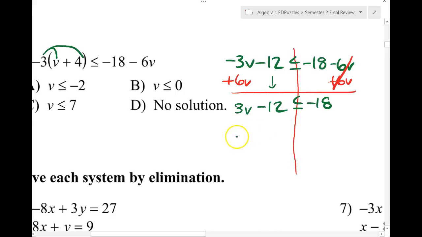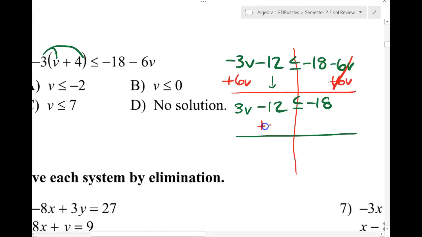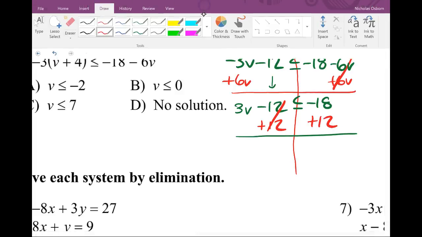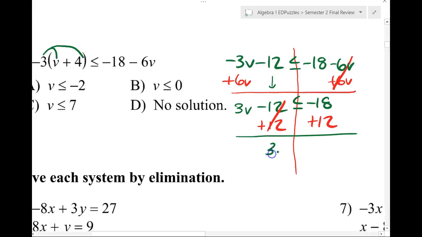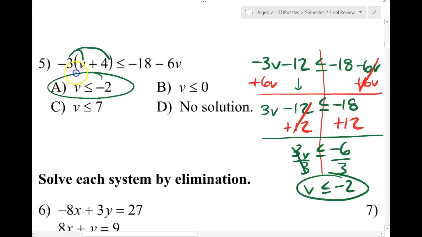Now let's work on the left side. Remember we want the variables over here, so the negative 12 has to go. So we're going to add 12, because it's negative, to both sides. Okay, so now we're left with 3v over here. We still have less than or equal to. And negative 18 plus 12 is negative 6. And then the last step, we want to get rid of this 3. So we divide it on both sides. So v is less than or equal to negative 2. And so we know that the answer is A.